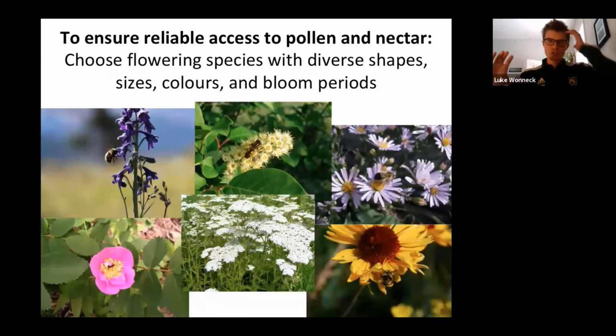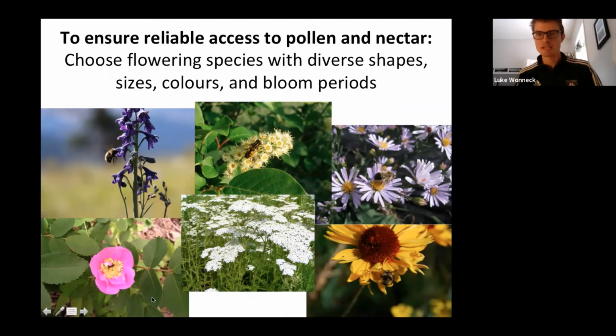To ensure good food and reliable access to pollen and nectar, what we recommend if you're looking to create a nice home for bees is to plant or maintain a lot of different flowering species together, with diverse shapes, sizes, colors, and bloom periods. So all these different flowers here, from the wild rose to the yarrow, chokecherry there, these are all different kinds of flowers.